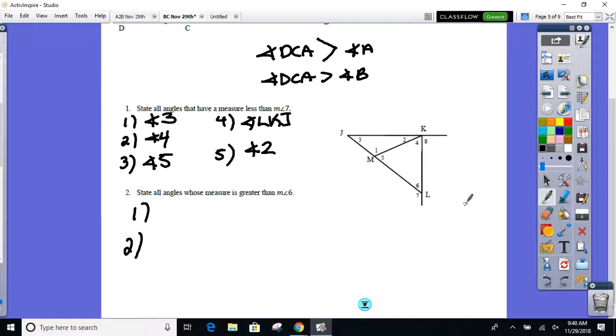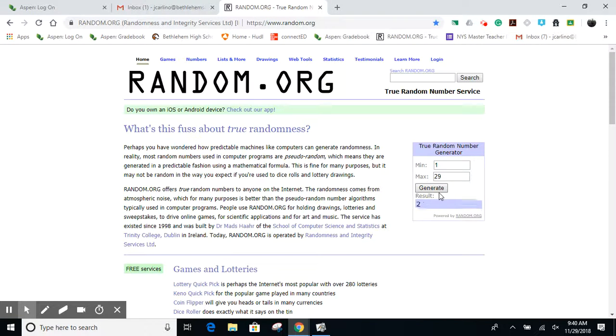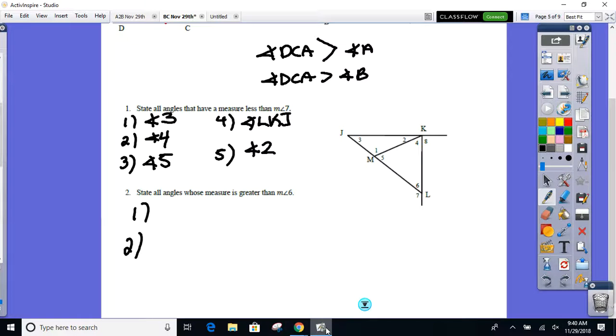Okay, let's see. Even if you got just one of them for me, that's fine. An angle bigger than 6. So hopefully you're giving me an exterior angle to this triangle where 6 is in there. Hopefully you're giving me an exterior, not 7. Here you go, 2. Angle 8. I like it. Angle 8 works. Take a look, everyone.